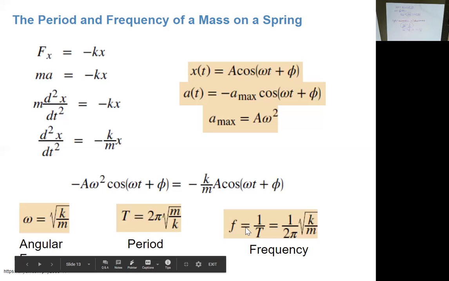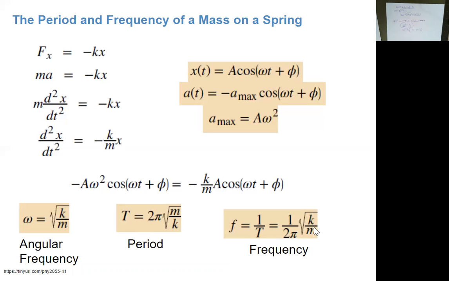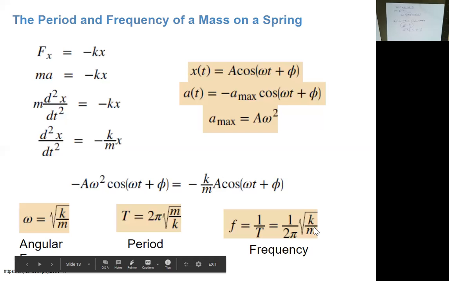Frequency then will also be determined. Frequency is 1 over capital T. So 1 over this will be 1 over 2 pi times the square root of k over m. So once the spring is chosen and the mass is chosen, then the frequency and period will be determined.